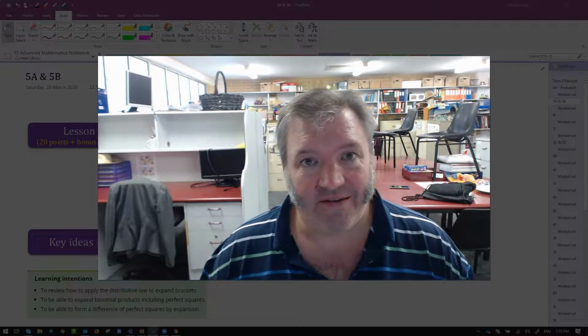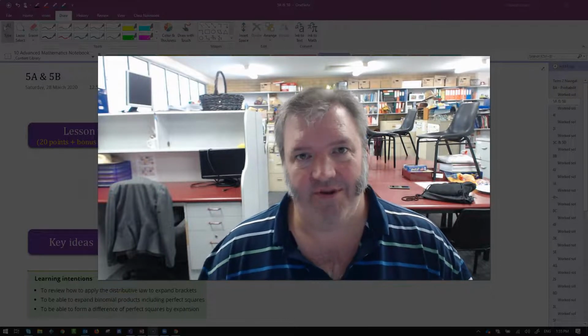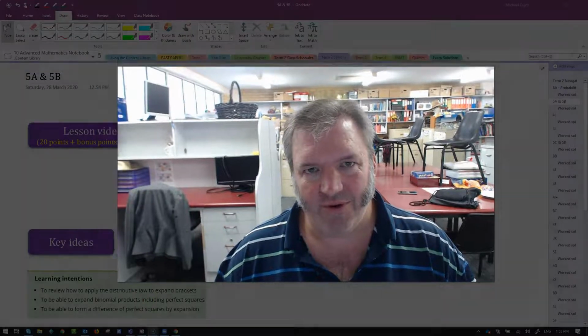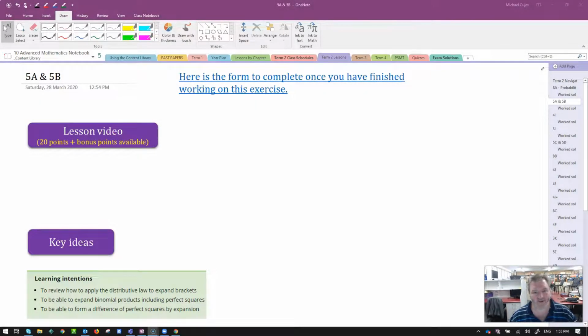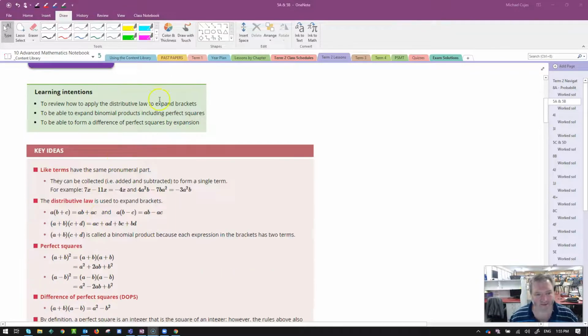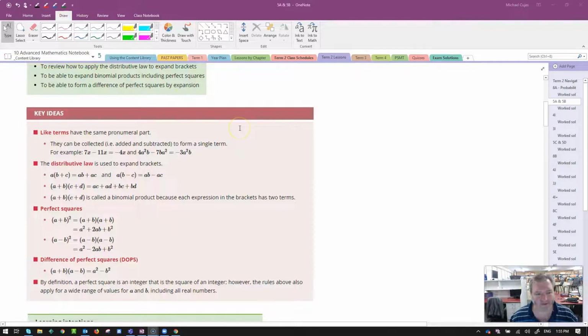We're up to exercises 5A and B today, a bit of expanding using the distributive law and some factorisation that you will hopefully remember from last year. You can read through the learning intentions. It says exactly what I've just said there.